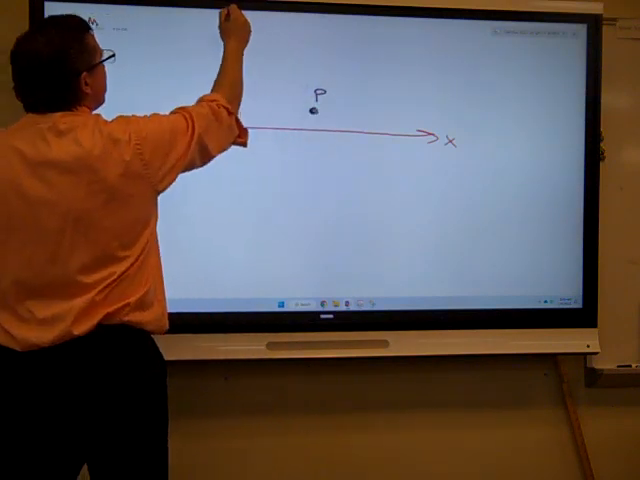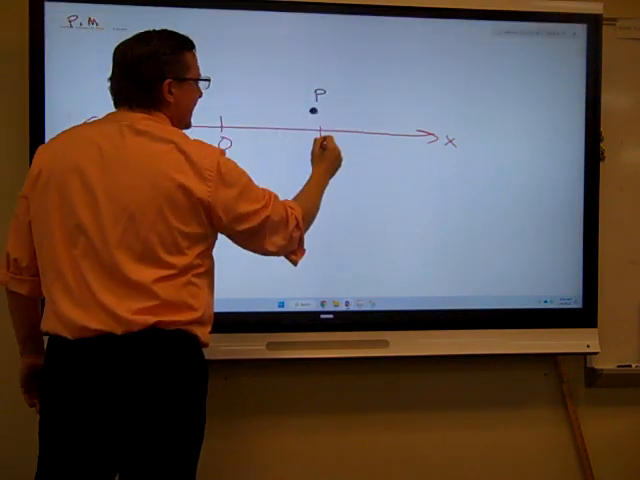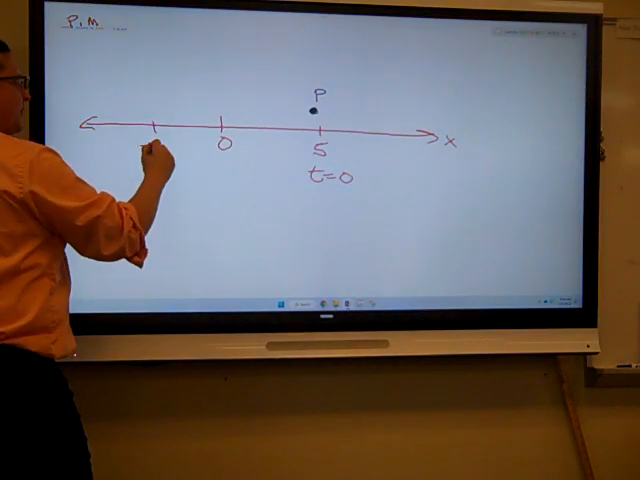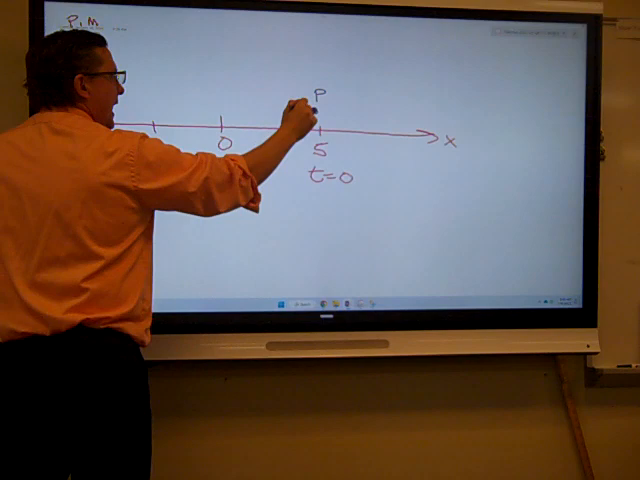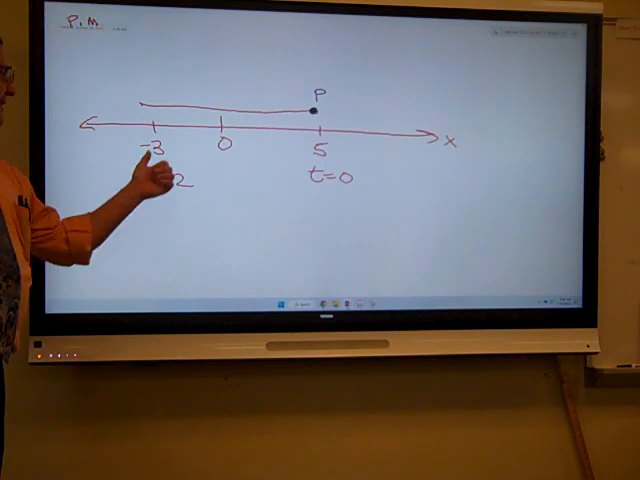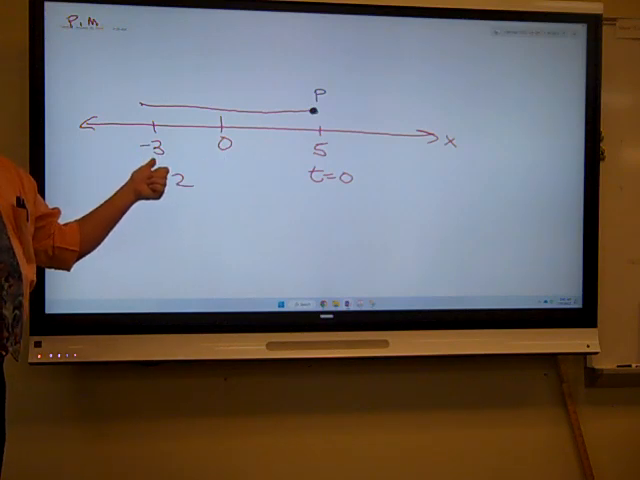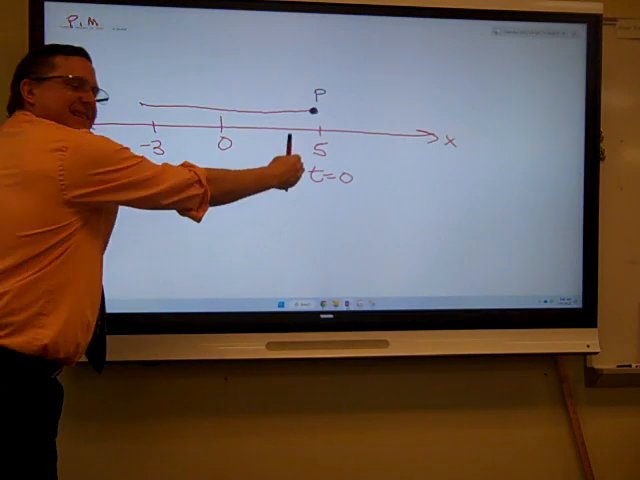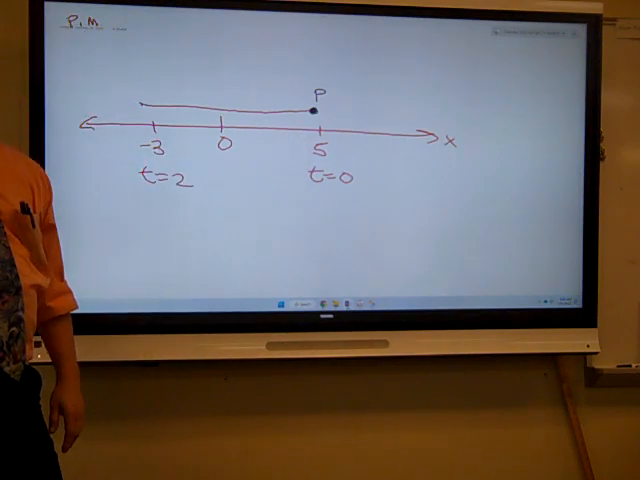So again, maybe we say it's at 5 at time 0. Maybe we say it goes to -3 at time 2. Everybody, that means the particle went to here. Guys, it has traveled a displacement. It has traveled to a displacement of -3 at time 2. It has traveled a distance in 2 seconds of 8.